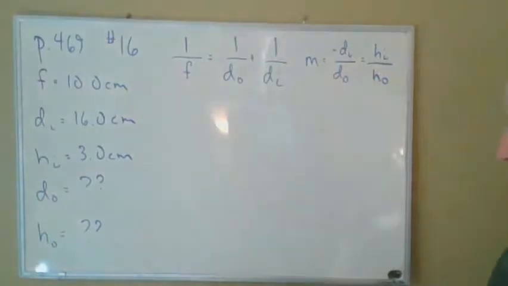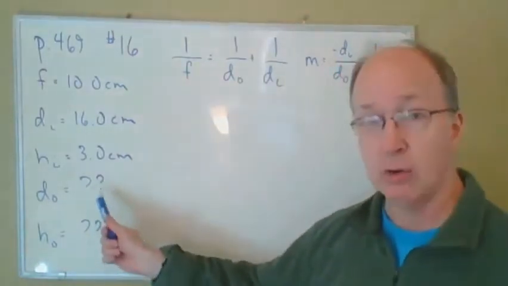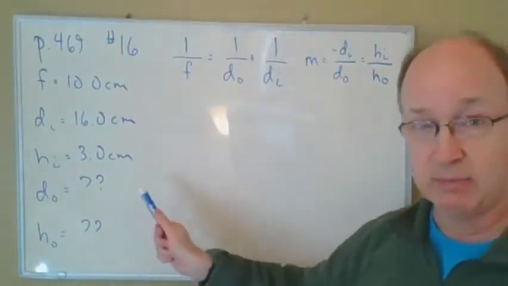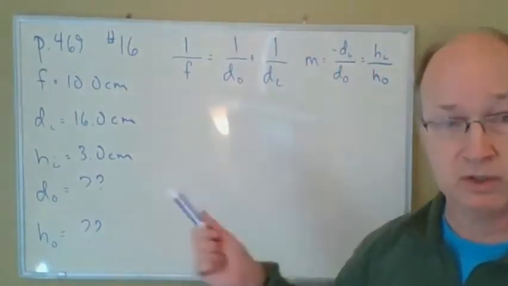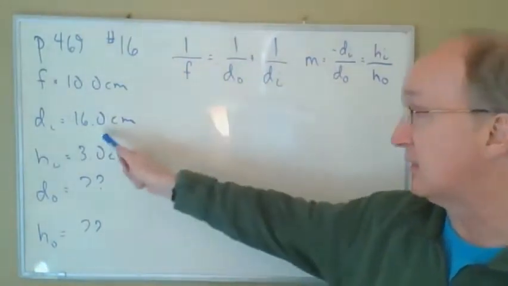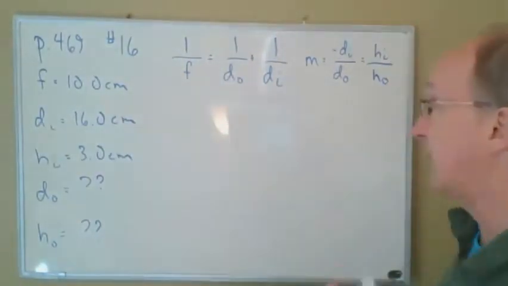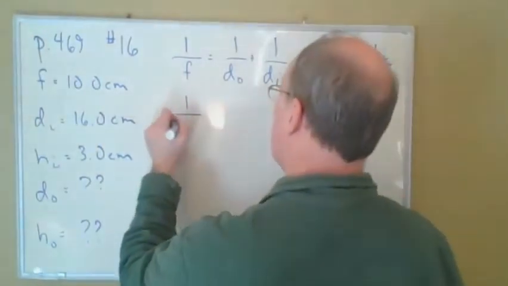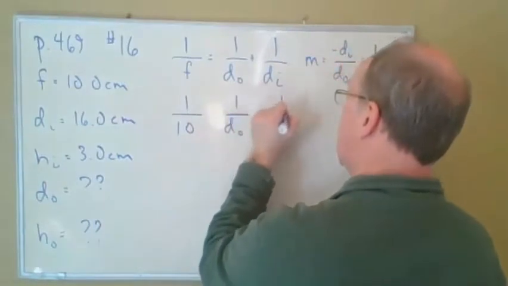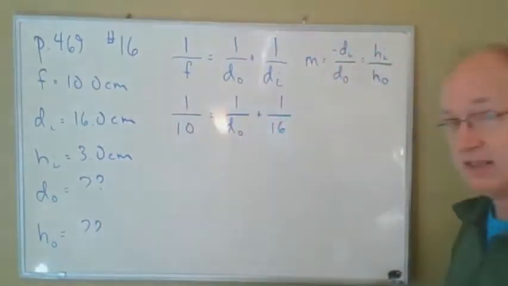All right, so I'm going to try and find DO first. I'm going to use the mirror equation to find the object distance first. So what do I know? Well, I know the focal length, F, and I know the image distance, DI. So let's plug that in. 1 over 10 equals 1 over DO plus 1 over 16.